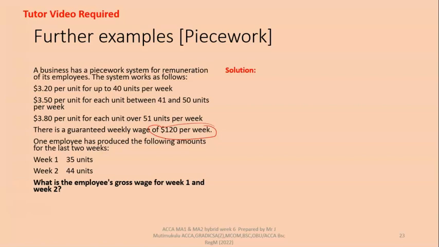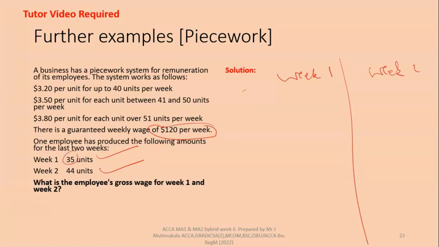Okay, fine. Let us see what will be going on. What is the employee's gross wage for week 1 and week 2? Because in week 1 he produced this, and in week 2, the third one. So we can safely say week 1, week 2, and underline. Okay, so in week 1, how many units?